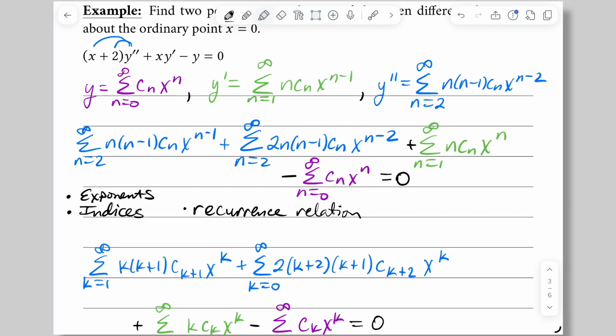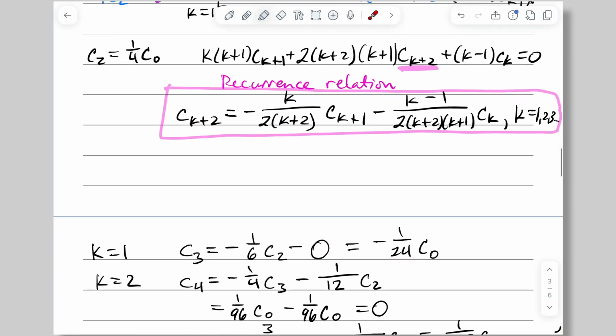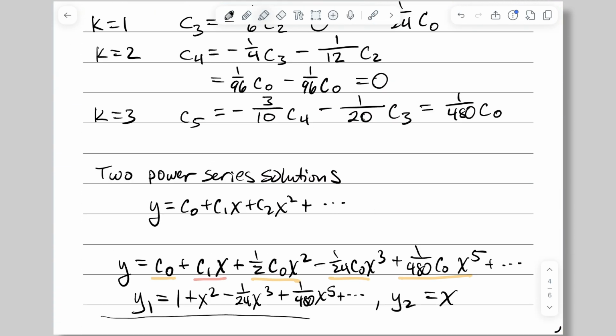If we consider the solution y equals x, then this negative y is negative x, y double prime is 0, and x times the derivative of x is x. So we end up with x minus x equals 0, and that means it's the solution. So even though that may be unexpected, here are the 2 solutions to the differential equation.